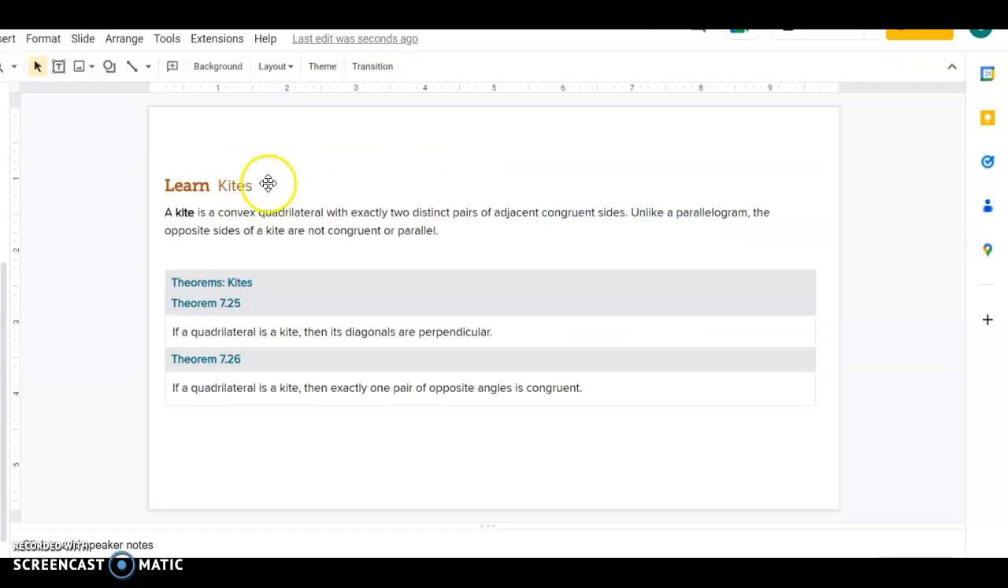The next part is kites. A kite is a convex quadrilateral with exactly 2 distinct pairs of adjacent congruent sides. Unlike a parallelogram, the opposite sides of a kite are not congruent or parallel. Theorem 7.25 says if a quadrilateral is a kite, then its diagonals are perpendicular. Remember, perpendicular means that they cross and they make 90-degree angles. And theorem 7.26 says if a quadrilateral is a kite, then exactly one pair of opposite angles is congruent.